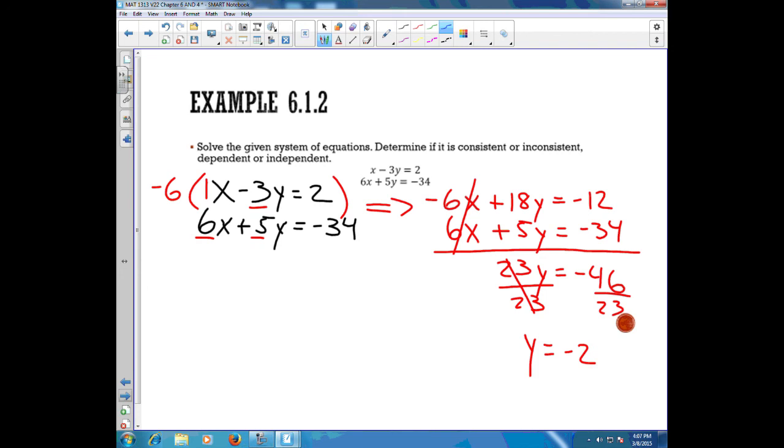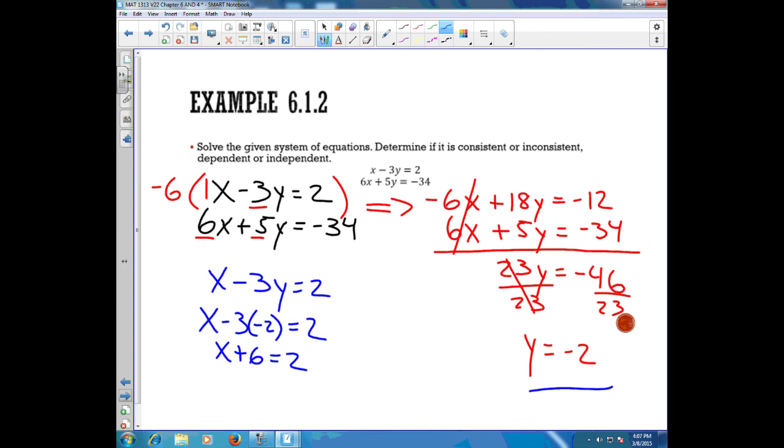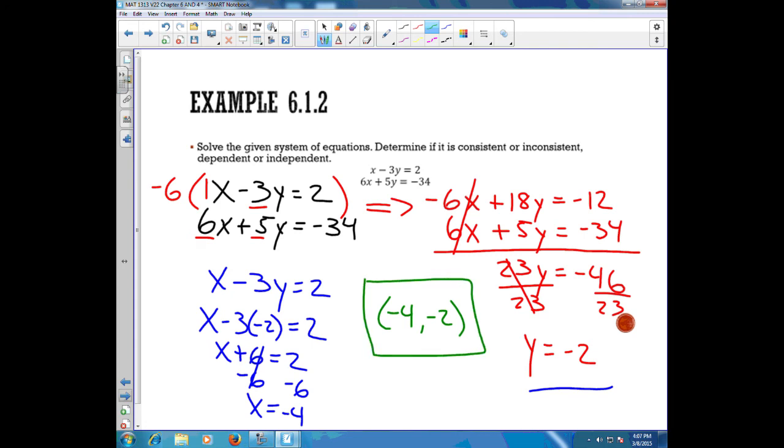We can now go back to one of our original equations, x minus 3y equals 2. And since we know that y equals negative 2, we're just going to plug that in. X minus 3 times negative 2 is equal to 2. So x plus 6 is equal to 2. If we subtract 6 from both sides, we get x equals negative 4. And so our solution is negative 4 and negative 2. And once again, because it exists, because we have an answer, it's consistent. And because it's unique, it's independent.